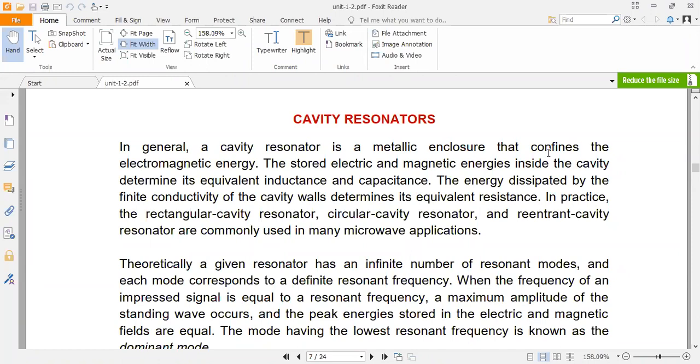Okay. So today we are going to see about, actually there are two topics left in unit 1. One is cavity resonator, another one is strip line and micro strip line. We'll complete cavity resonator today. Tomorrow's class will finish strip line and micro strip line, and we'll start unit 2 also.